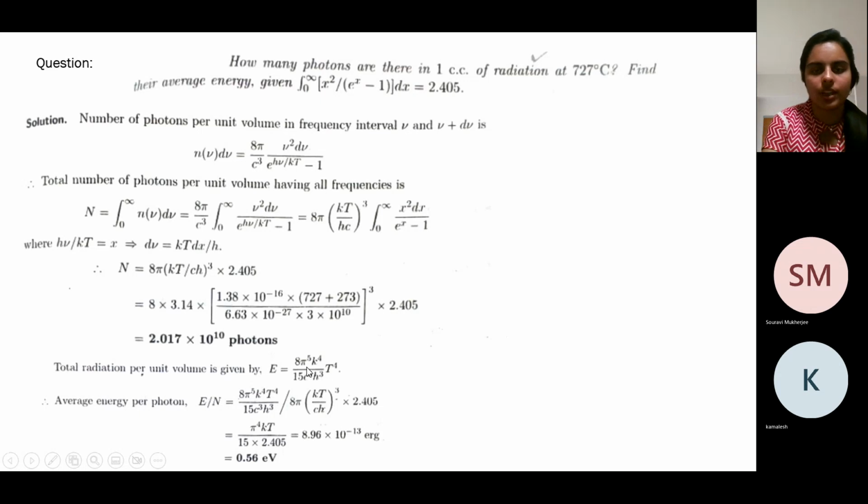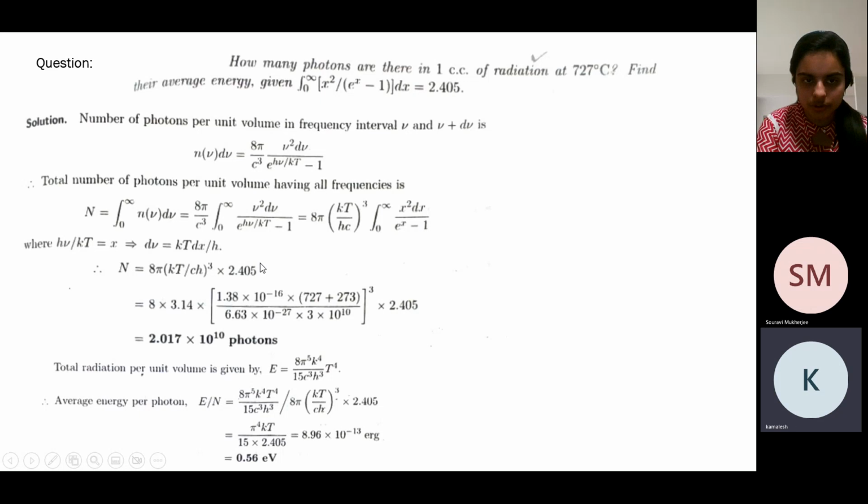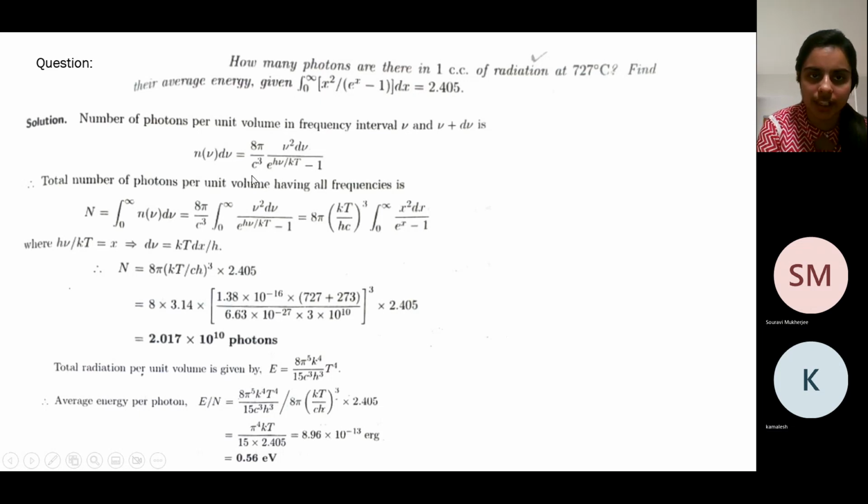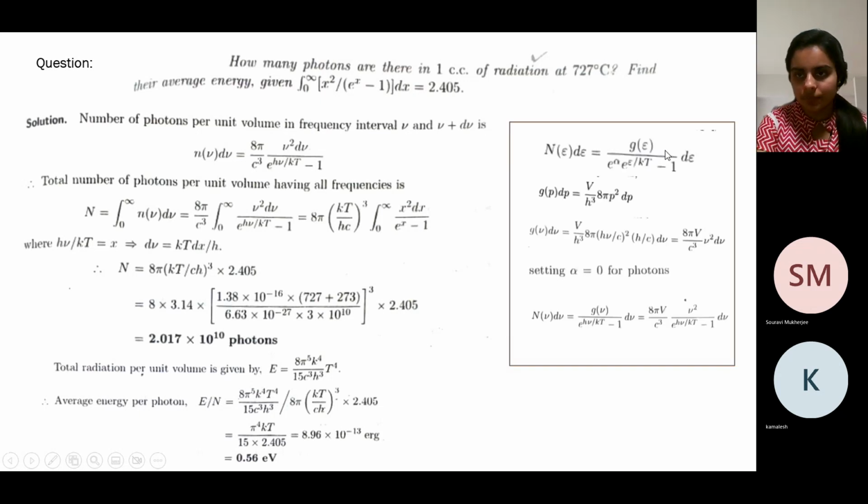It also comes from the Bose-Einstein distribution, just as we find the total energy for the normal ideal Bose gas. It is the same expression, and then you do E by N and get a value like that. But what is important for solving this kind of question is to remember how you get to this expression. This is the basic expression, right?